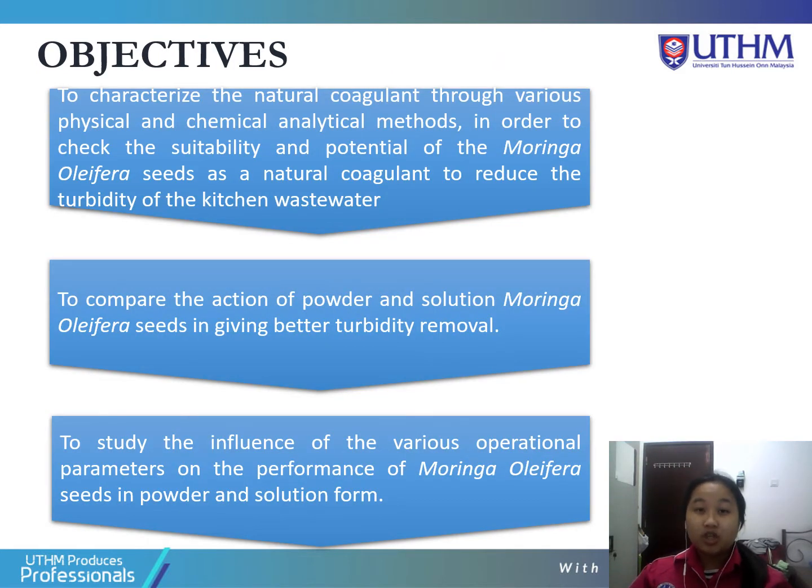Next, there are three objectives in my final year project. First, to characterize the natural coagulant through various physical and chemical analytical methods in order to check the suitability and potential of the Moringa oleifera seed as a natural coagulant to reduce the turbidity of the kitchen wastewater.